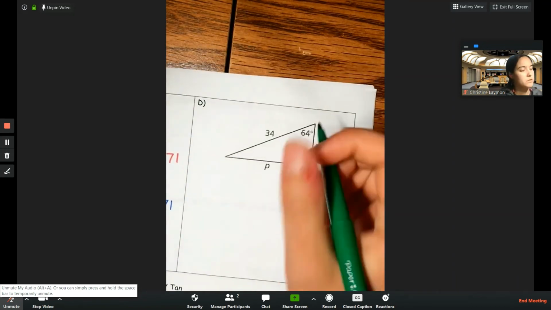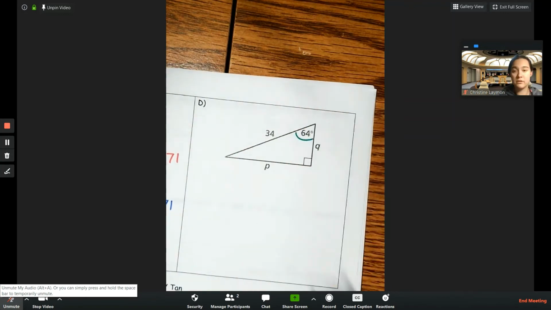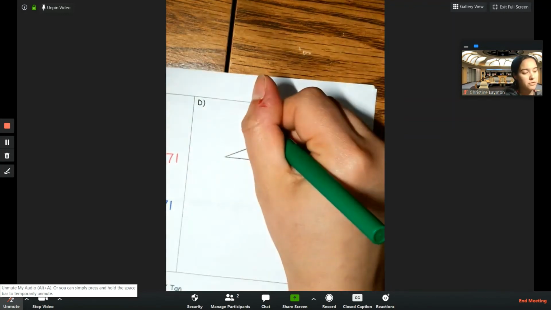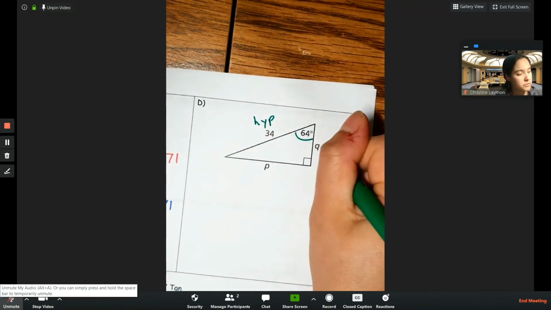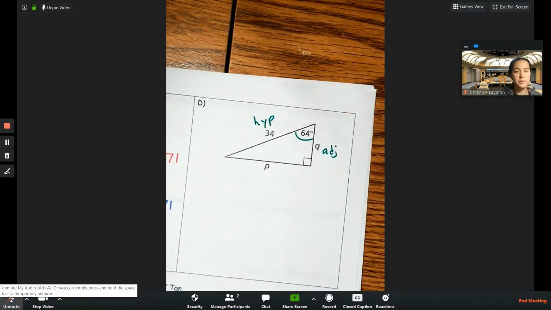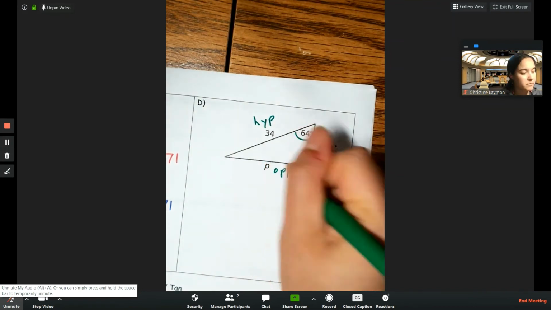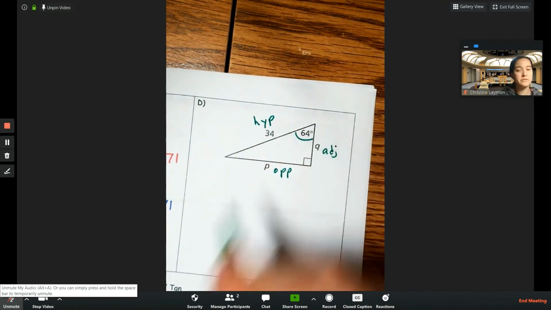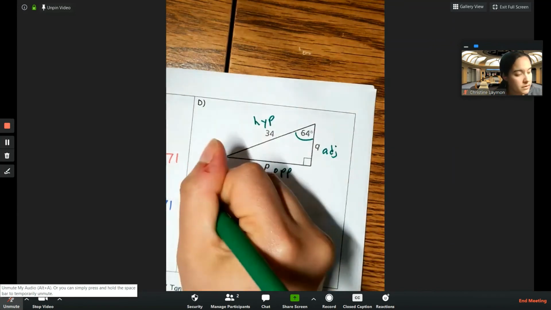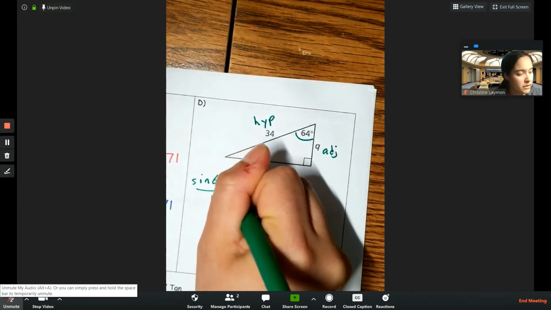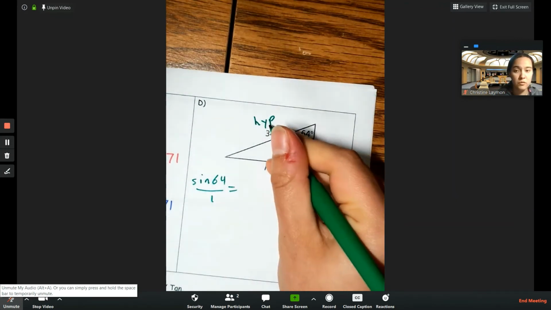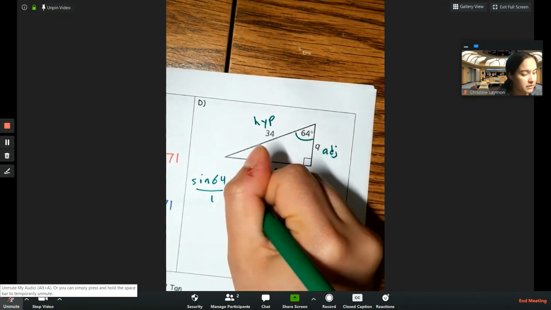Okay, so I'm starting at this angle, 64. 34 is the length of my hypotenuse. Q is my adjacent. P is my opposite. Opposite and hypotenuse, that's going to use sine. So I'm going to say the sine of 64 over 1 equals opposite over hypotenuse, P over 34.